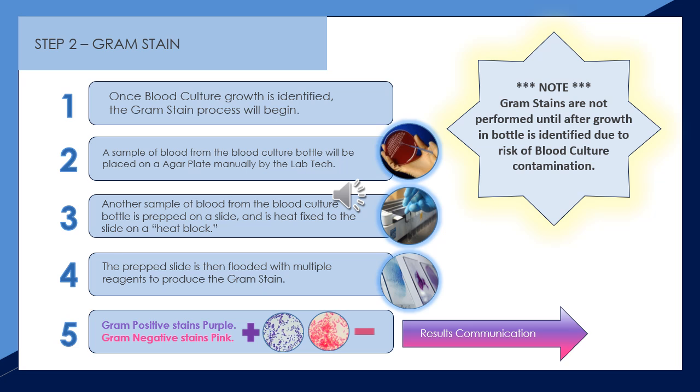The slide is then prepped and flooded with multiple reagents to produce the gram stain. Gram positive stains purple and gram negative results will stain pink. Please note that gram stains are not performed until after growth in the blood culture bottle is identified due to risk of blood culture contamination. Based off of the results of the gram stain, it will identify the next pathway of communication of the result.